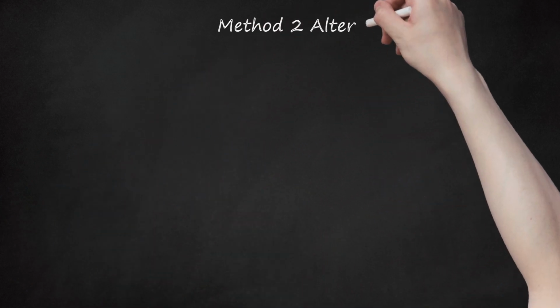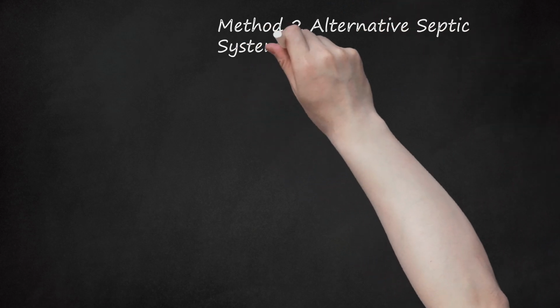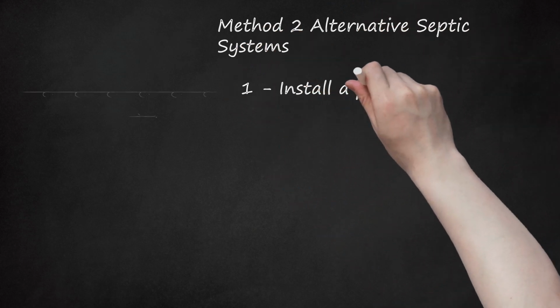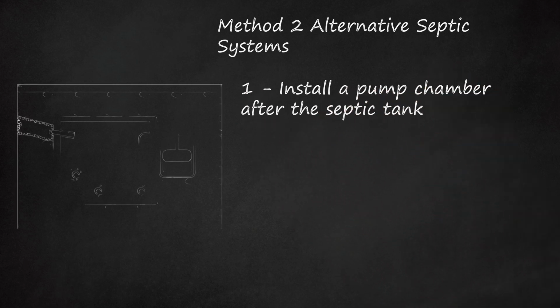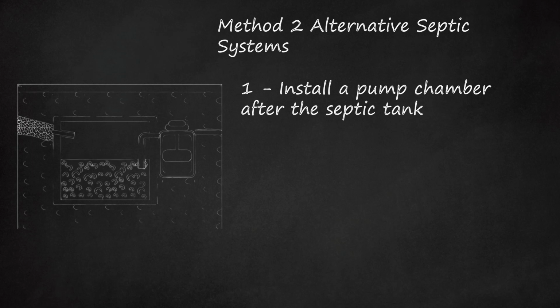Method 2. Alternative septic systems. 1. Install a pump chamber after the septic tank. The pump chamber, sometimes known as a pressure tank or dosing tank, contains the electric pump which is utilized to move the effluent from place to place, and eventually into the drain field for final disposal.